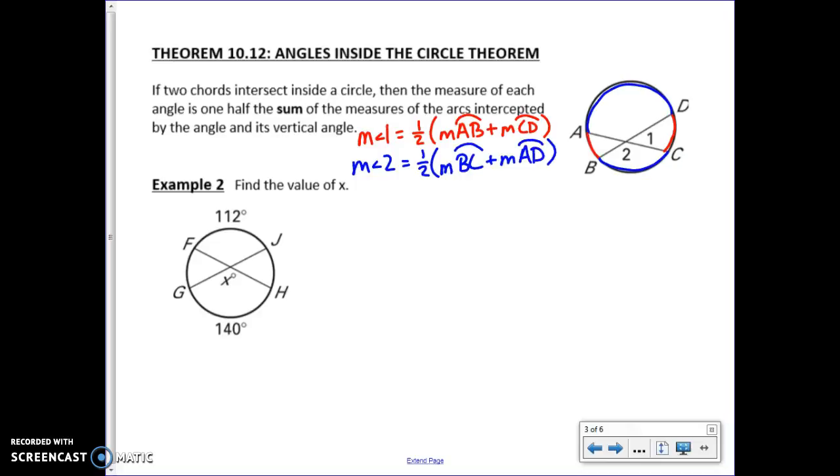So looking at example 2, I see angle X is what I want to find. I want to find the value of X. So X is equal to half. It opens up to 140 degrees. And its vertical angle opens up to 112 degrees. So 140 plus 112 is 252. So then X is half of 252, which is 126 degrees.